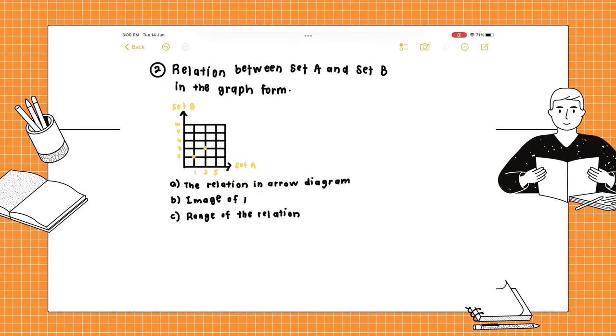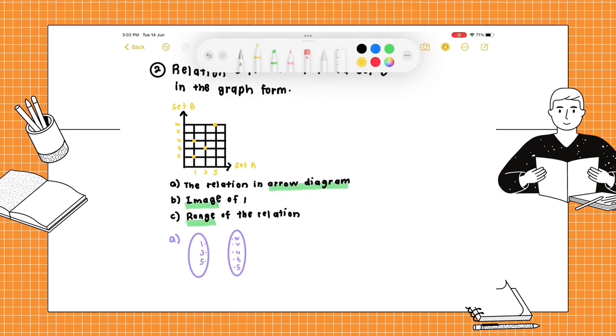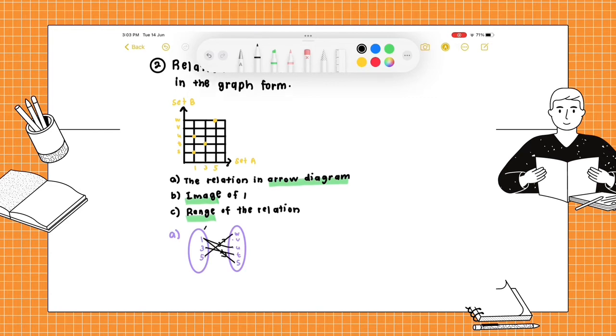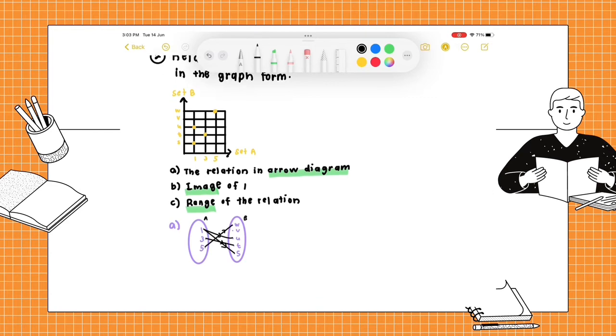Example 2 shows the relation between set A and set B in graph form. So we will figure out how to do it together. Question A, the relation in arrow diagram. First, of course, we need to do the arrow diagram, and we need to pair it together: 1 to U, 1 to S, and then 3 to T, and 5 to W, according to the graph above. And don't forget to label it as set A and set B.